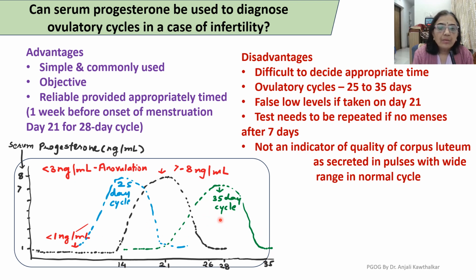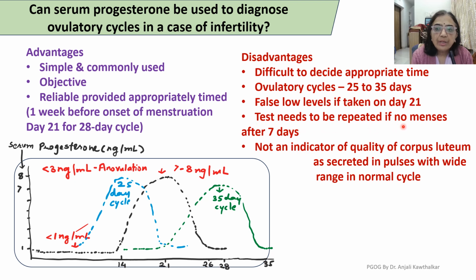And this is the reason that the most important disadvantage is that it is difficult to decide the appropriate time. This is the greatest disadvantage of serum progesterone estimation, because ovulatory cycles are also not always every 28 days. There is a range from 25 to 35 days, and for a 25-day cycle or a 35-day cycle, you are doing this serum progesterone estimation on day 21. In both of these scenarios, the level will be low, and then you diagnose it as an anovulatory cycle, a false positive diagnosis. False low levels if taken on day 21.